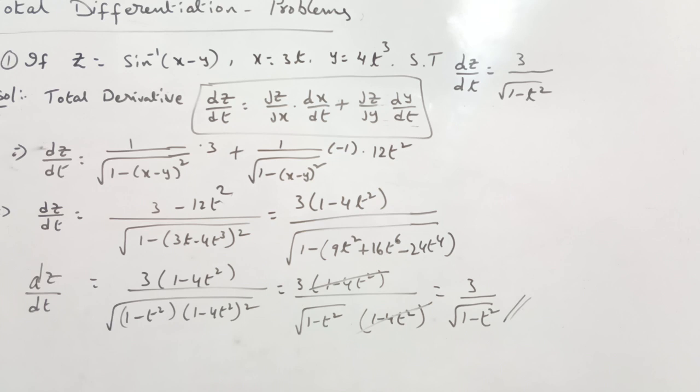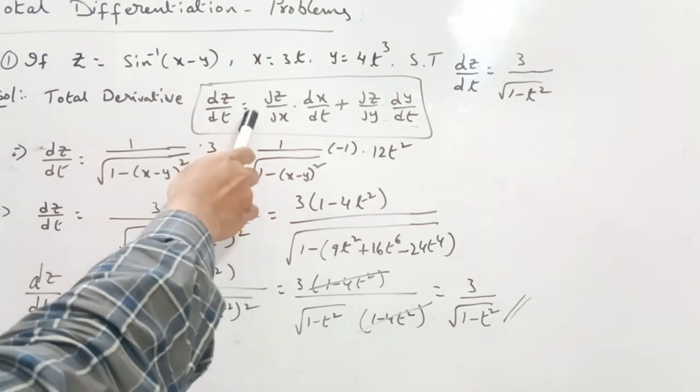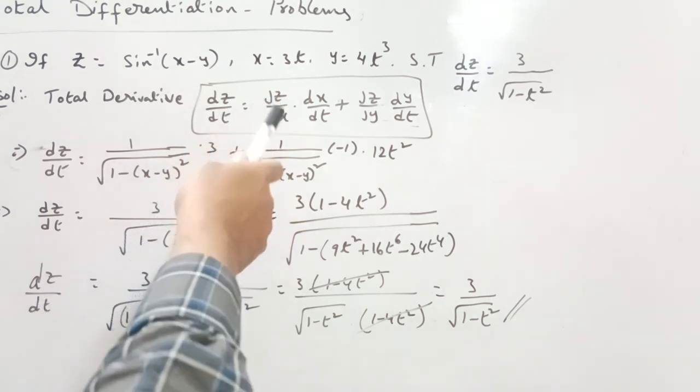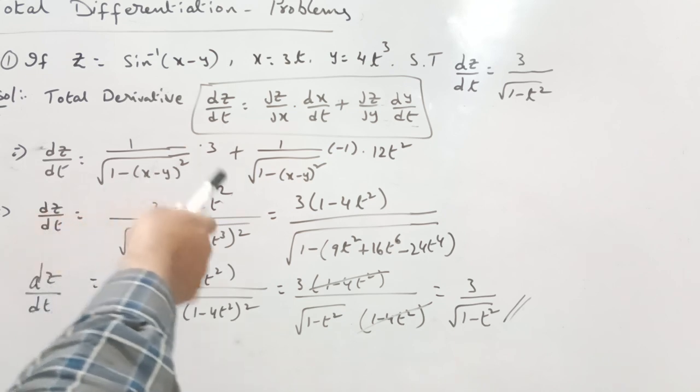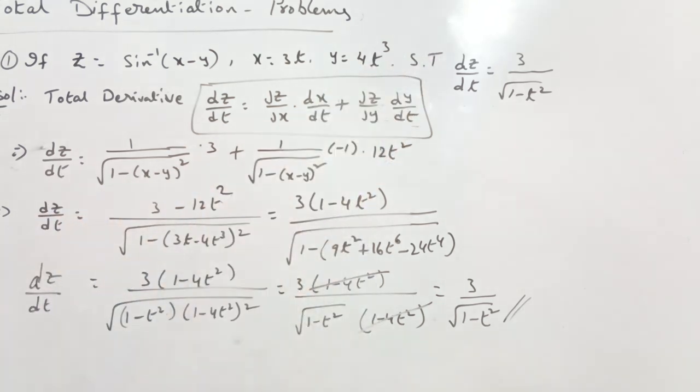Understand? So a very important problem, total derivative. Remember the formula: dz by dt is equal to dou z by dou x into dx by dt plus dou z by dou y into dy by dt. Then partially differentiate and substitute the values, you will get the answer.